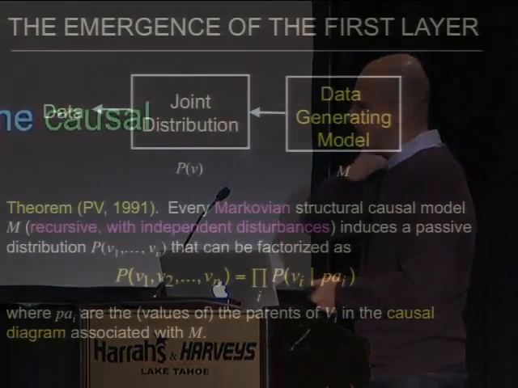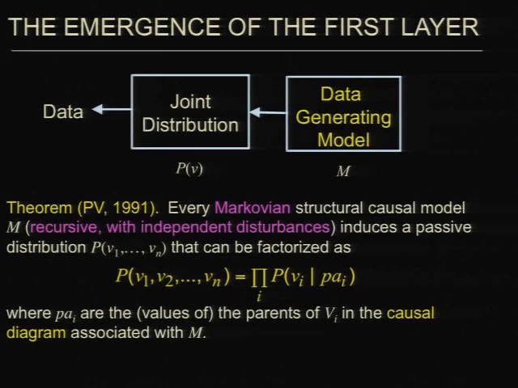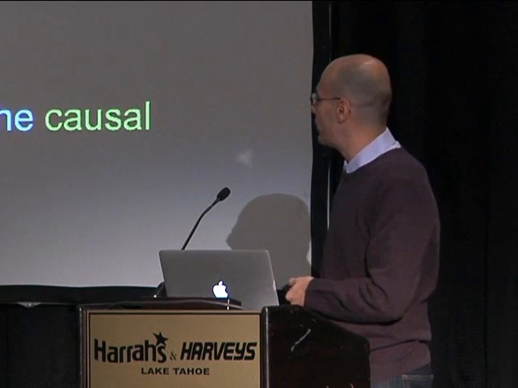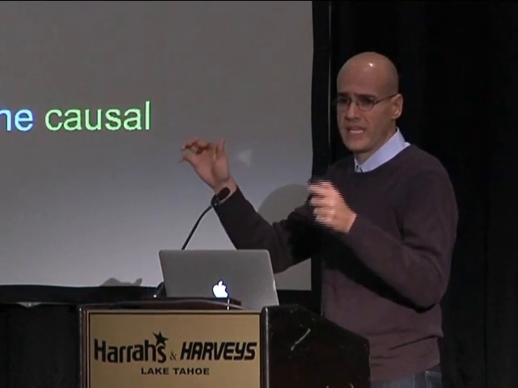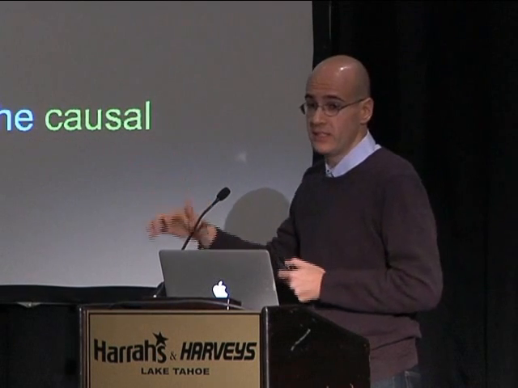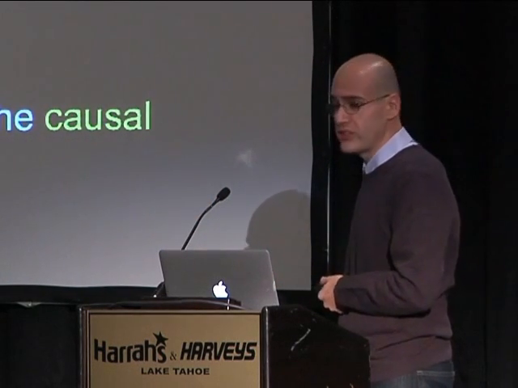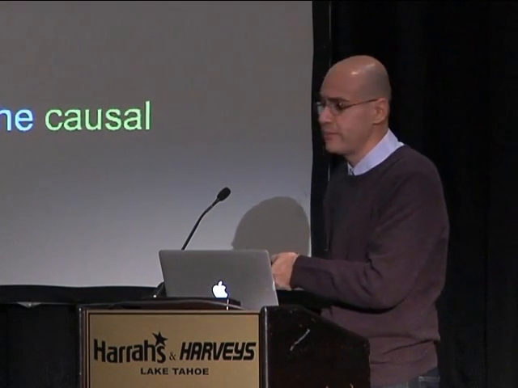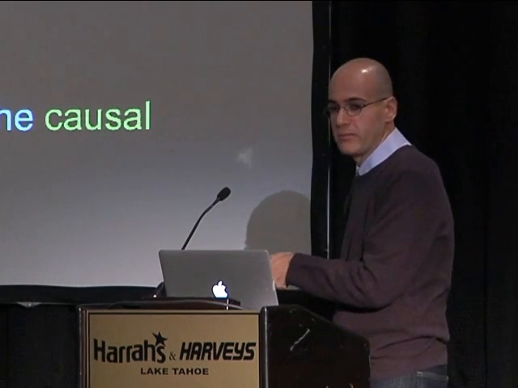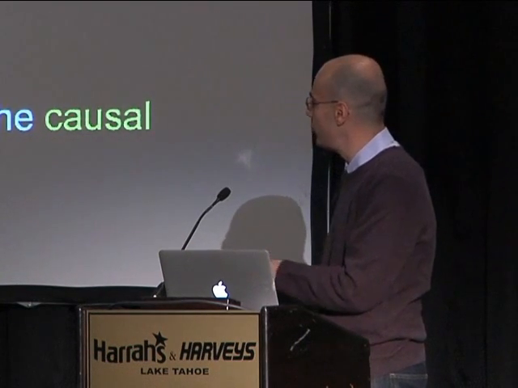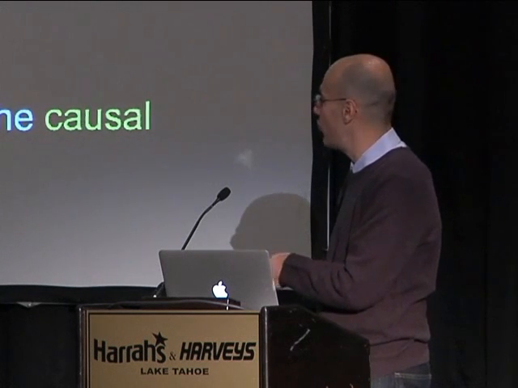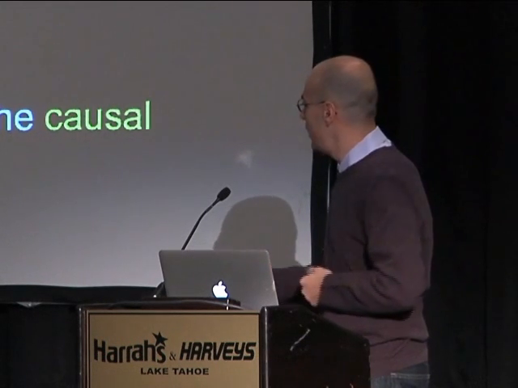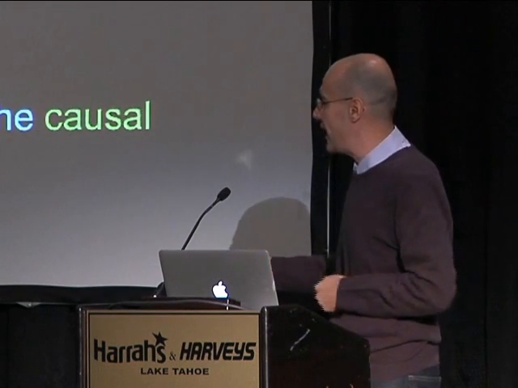There is this theorem by Pearl and Verma from 1991 saying that every Markovian structural causal model M, recursive meaning acyclic, with independent disturbances, the U terms or exogenous variables that he said are independent, induces a distribution P of V1, V2, ..., Vn, this means over the observables, that can be factorized with the famous product that we are used to: probability of V1, V2, ..., Vn, factorizing into the family of each Vi given its parents, where PAi are the values of the parents in the causal diagram associated to M.